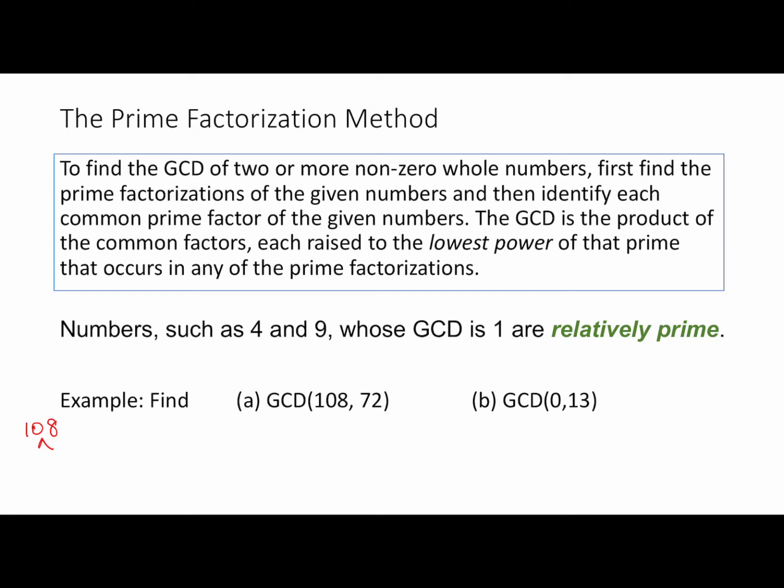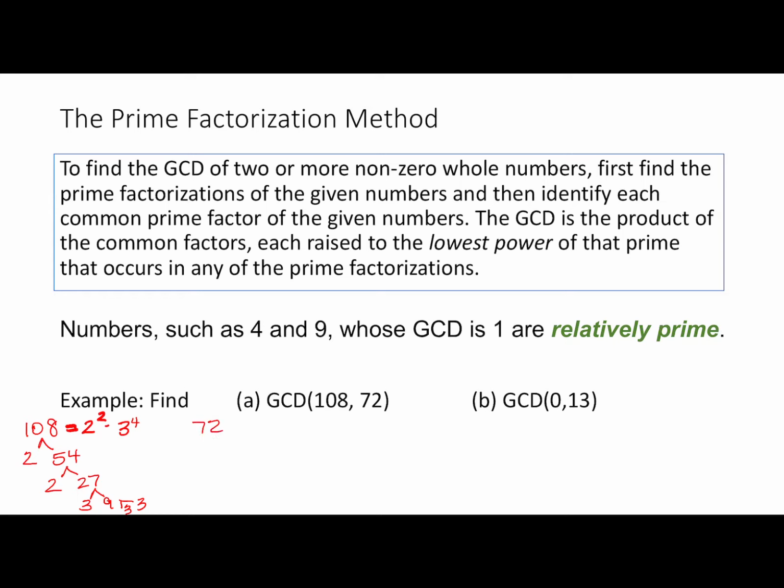So 108 is divisible by 2. It's going to be 2 times 54. That's divisible by 2. That's going to be 2 times 27. 27 is divisible by 3. 3 times 9, and then I'm going to have a 3 and a 3. So 108 is 2 squared times 3 to the 4th.